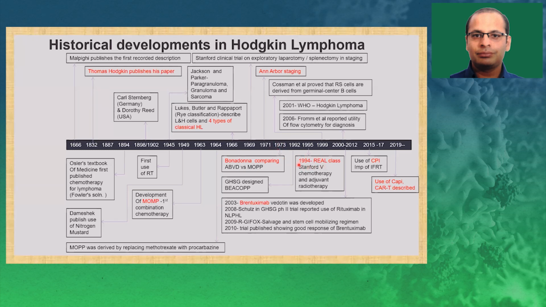In 1994, the REAL classification came, which introduced us to NLPHL, the other type of Hodgkin lymphoma seen in 5% of the cases. Vinblastine came in 1971. Monoclonal antibodies were introduced into Hodgkin lymphoma management in around 2003. Somewhere around 2015-16, we had the introduction of checkpoint inhibitors. Lastly, around 2019, we had the introduction of CAR-Ts and a new monoclonal antibody.